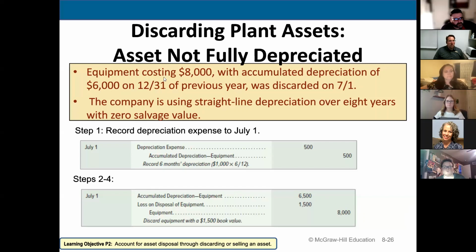Sure. So the equipment costs $8,000 and it has a useful life of 8 years and 0 salvage value. So I took 8,000 divided by 8, that's $1,000 a year depreciation expense. And then this asset we're discarding on July 1st. So I did January, February, March, April, May, June, 6 months worth of depreciation. So I took 1,000, which was a year's worth, times 6/12, and that gave me 500.